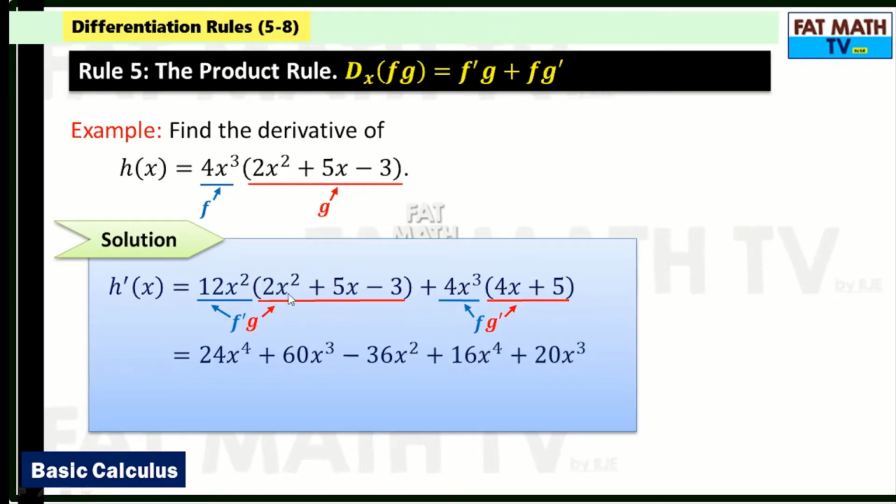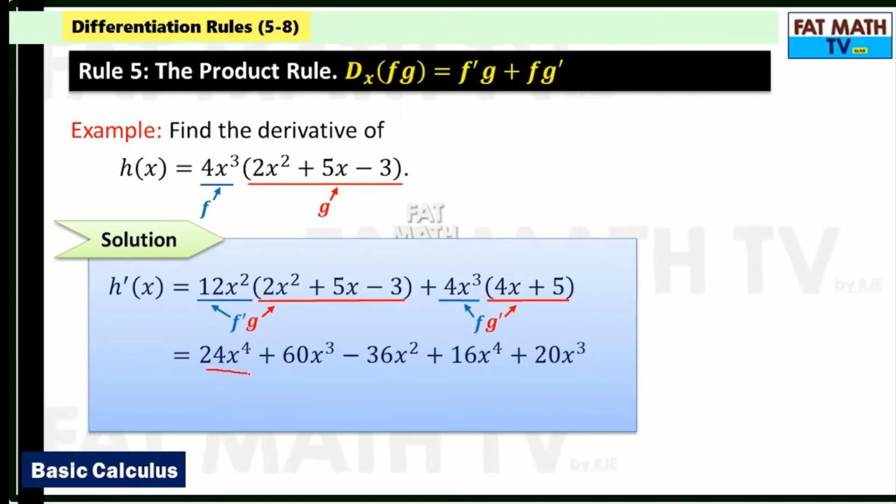12x squared times 2x squared is 24x raised to 4. 12x squared times 5x, that's 60x cubed. 12x squared times negative 3, that's negative 36x squared. And then 4x cubed times 4x, that's 16x raised to 4. And 4x cubed times 5 is 20x cubed. And then combine like terms.